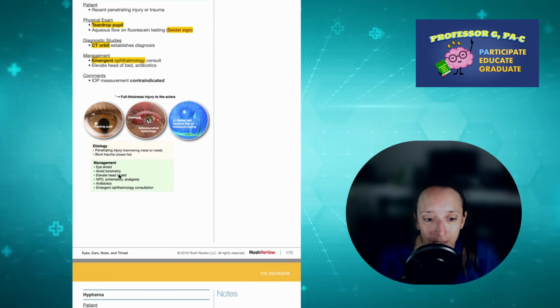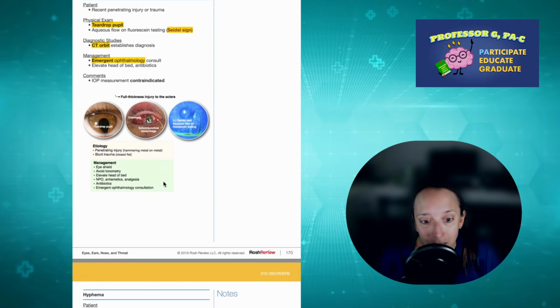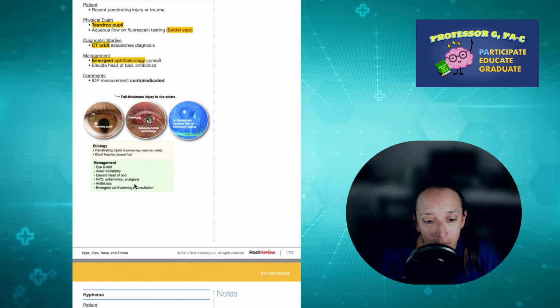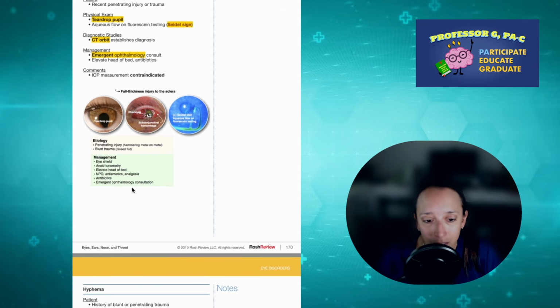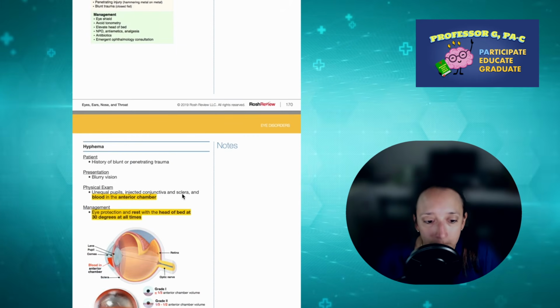We don't want to put anything in it if we know that we have a globe rupture. And so we'll do these things: elevate the head of the bed, keep them NPO because they might need surgery, give them some pain medication, and get ophthalmology on board ASAP.